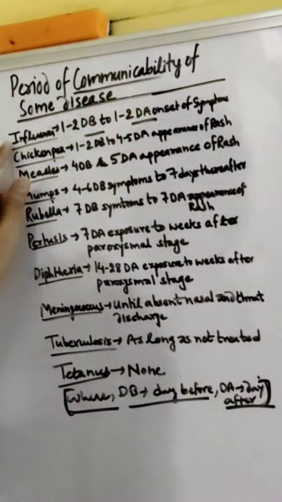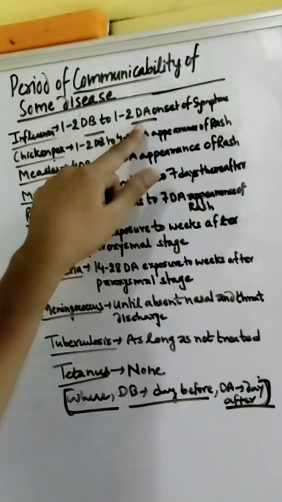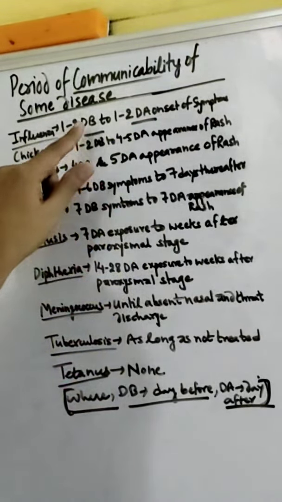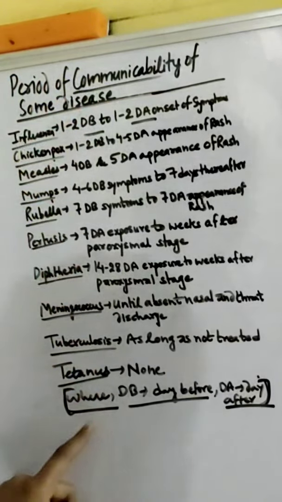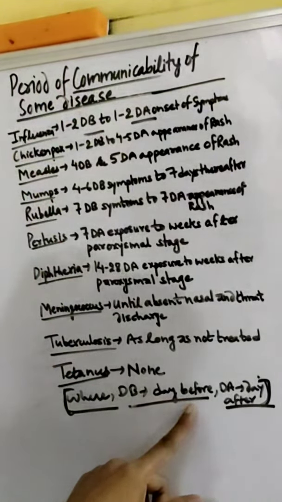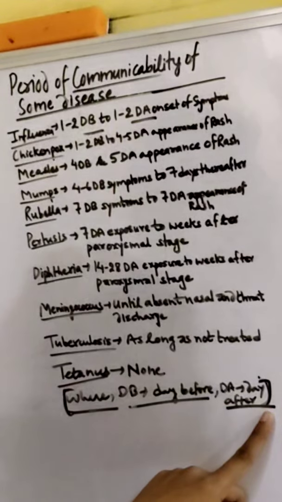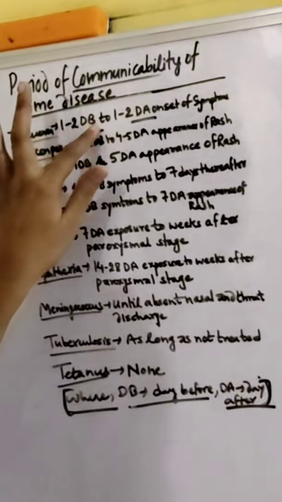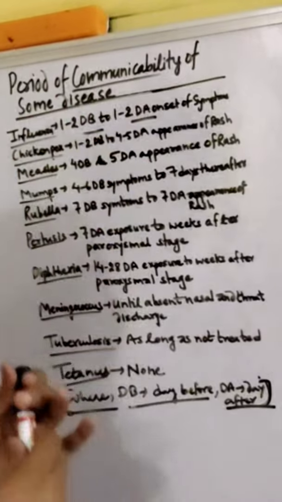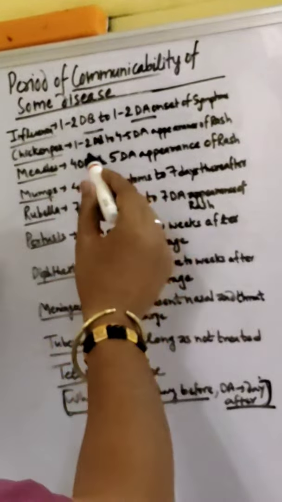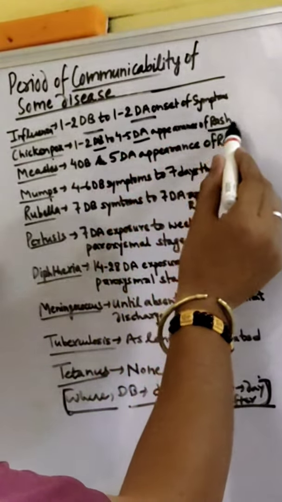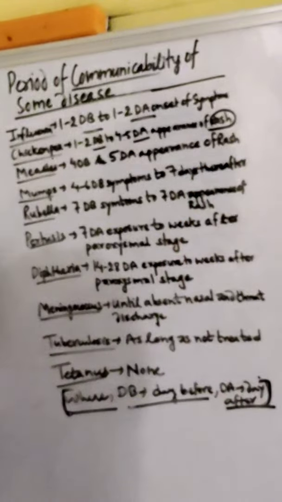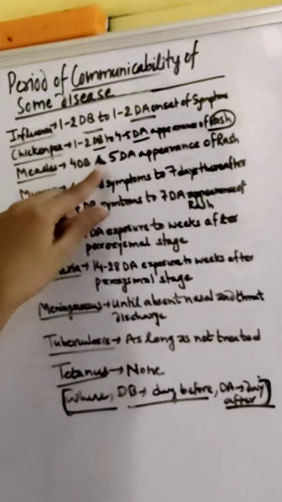So in the case of influenza, 1 to 2 days before to 1 to 2 days after onset of symptoms. So DB and DA: first of all, it must be noted that DB stands for day before and DA stands for day after. So 1 to 2 days before to 1 to 2 days after onset of symptoms. Chickenpox, in the case of chickenpox, 1 to 2 days before to 4 to 5 days after appearance of rash. Measles, 4 days before to 5 days after appearance of rash.